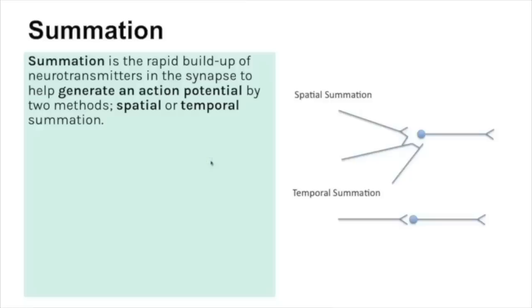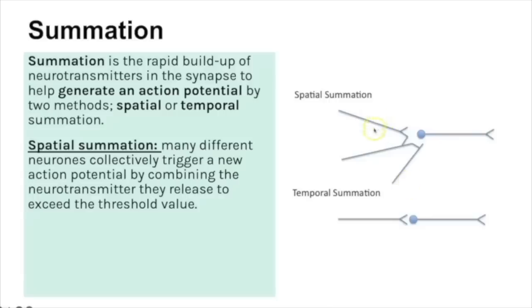Now, I said that in order for the action potential to be generated in the postsynaptic neuron, you needed to have enough sodium ion channels opening, and that is caused by the neurotransmitters binding to the receptor. And there's two different mechanisms of summation to ensure that happens. Summation is referring to the fact that you have this rapid buildup of neurotransmitter to generate the action potential, and you can either have spatial or temporal. Spatial is when you have multiple neurons connecting to the same postsynaptic neuron. And collectively, these three neurons in this example should release enough neurotransmitter to cause enough of those sodium ion channels to open on the postsynaptic neuron.